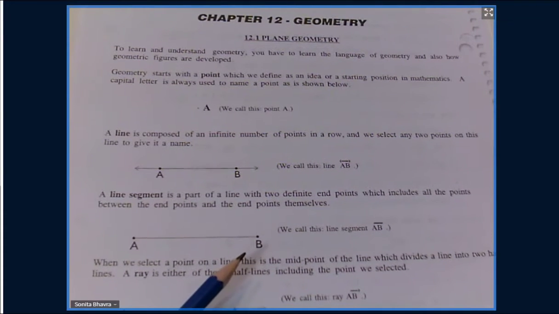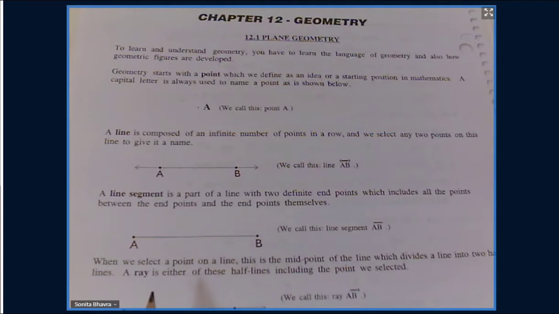Next, we're looking at a line. A line is composed of an infinite number of points. All right, so this line is full of points, all in a row, and you can select any 2 points on this line to give it a name. So in this case, we have points A and B labeled on this line, so we would call this line AB. The other thing to notice here is that there's arrows on both ends.